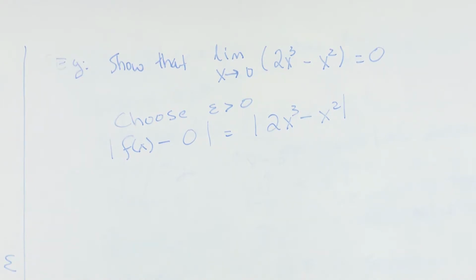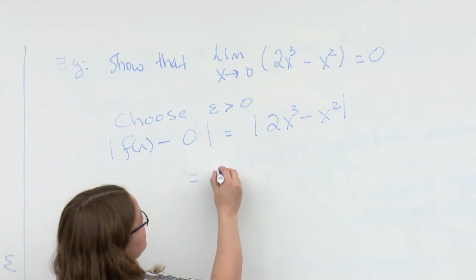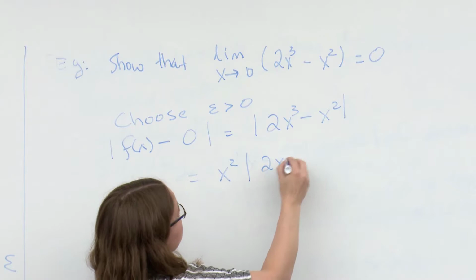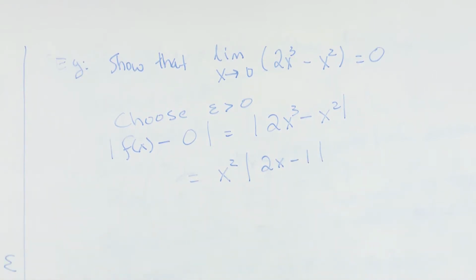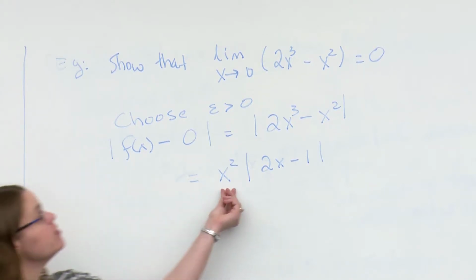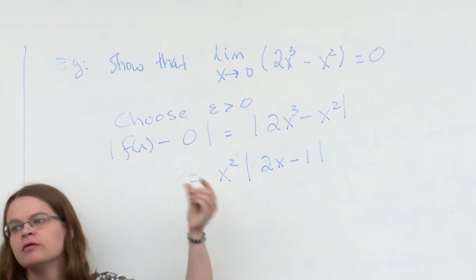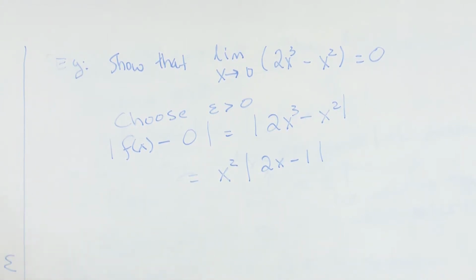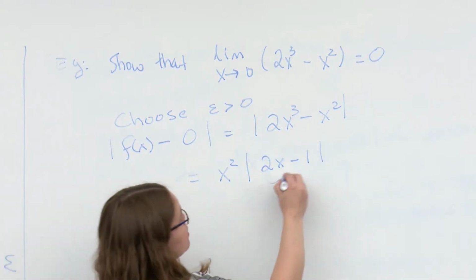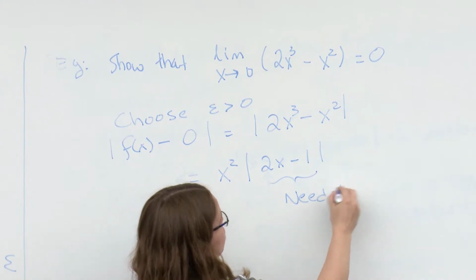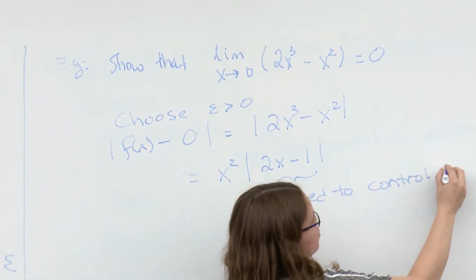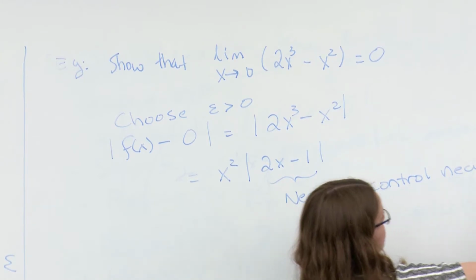And again, we're on the simplification step. Factoring is always a good tool when we're simplifying. So I can certainly pull out an x squared: x squared times 2x minus 1. Okay, this term is a good term, right? This is my x minus x naught. It's my x minus x naught squared, but that's okay, right? It's a factor that involves my x minus x naught. This term is the one that we need to try to control. So we're going to need to control it near x equals 0.